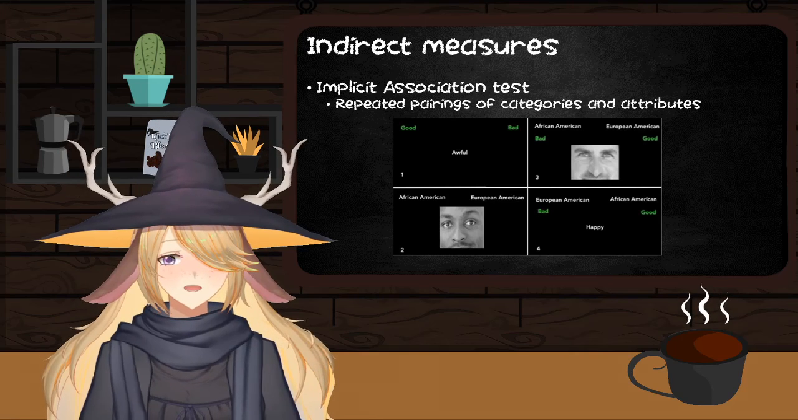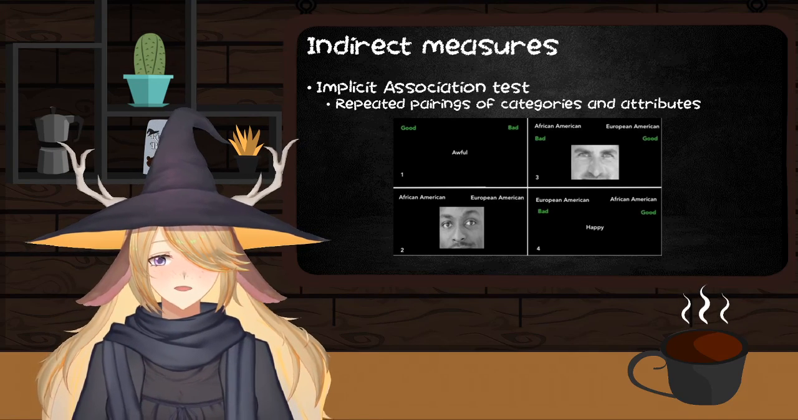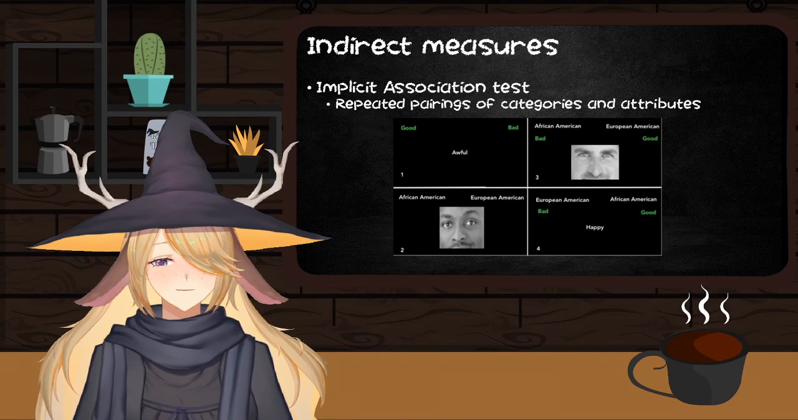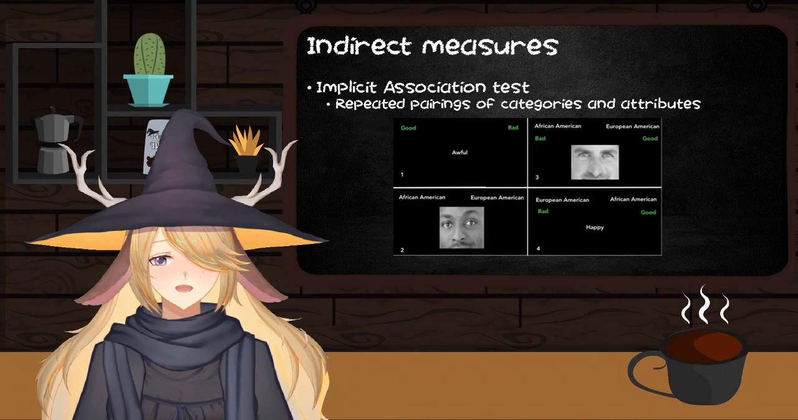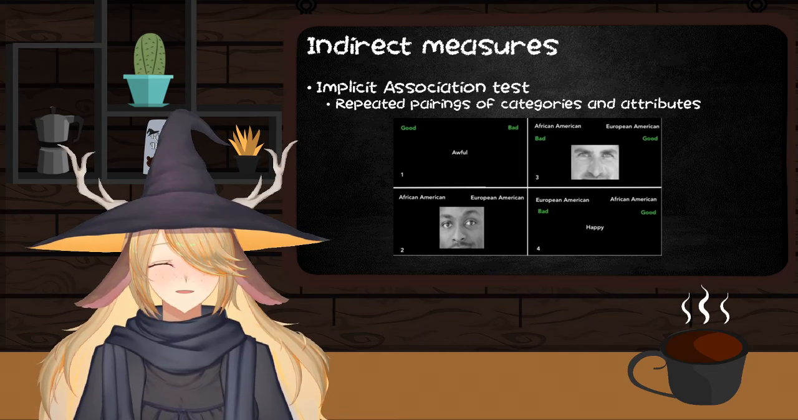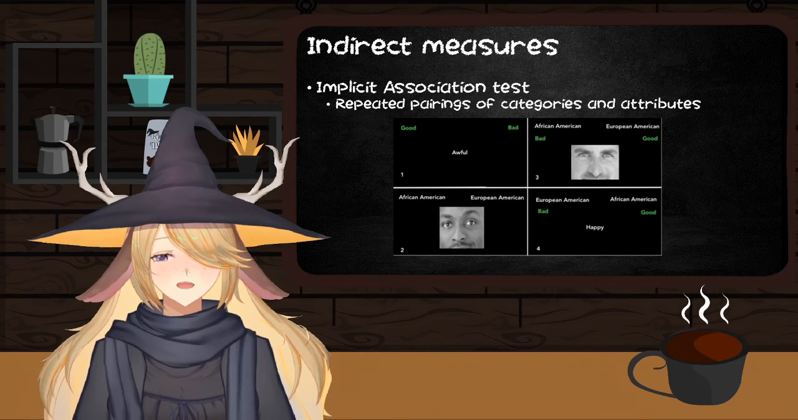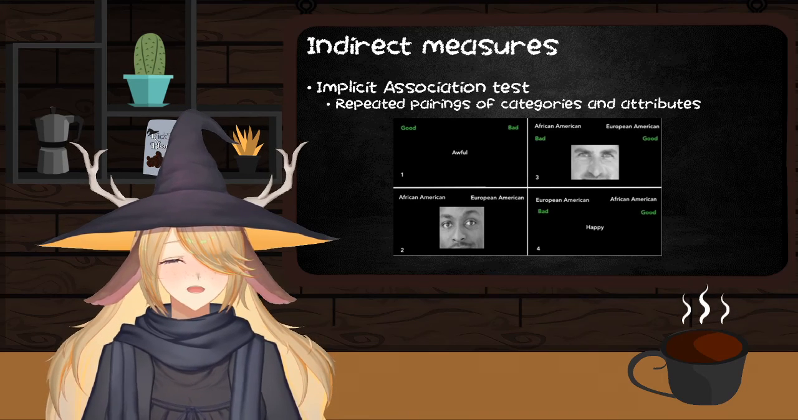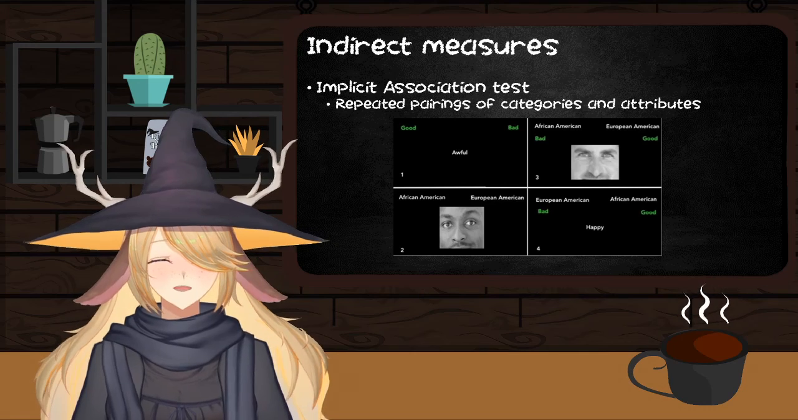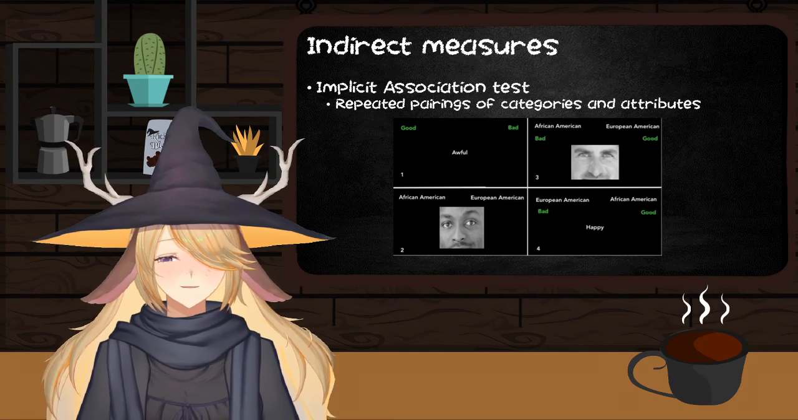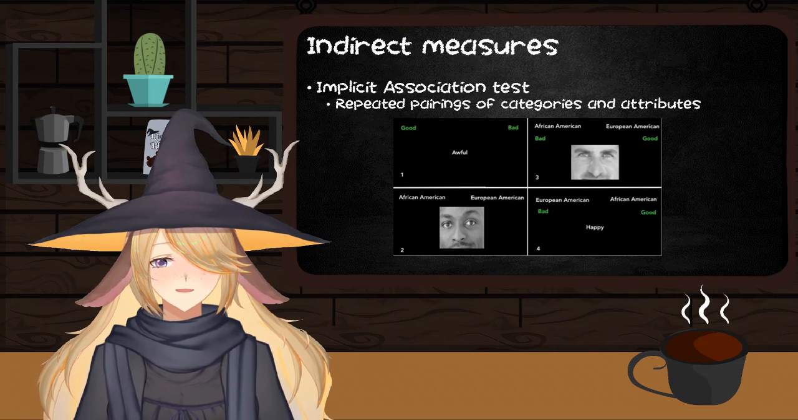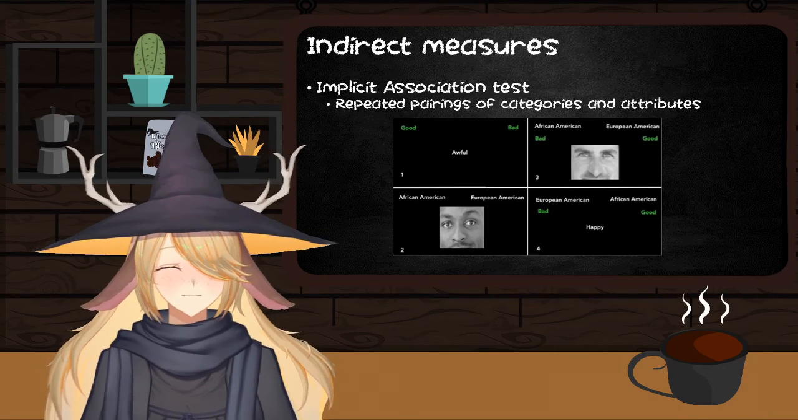So the first pairings are randomized, so there's no real order effects. And then after the trial is done, depending on their relative speed or accuracy, they're assigned a relative score that says, hey, you had an easier time when, as most people find out, the European or Caucasian faces and good were paired together relative to when they were paired with the bad words, and vice versa.